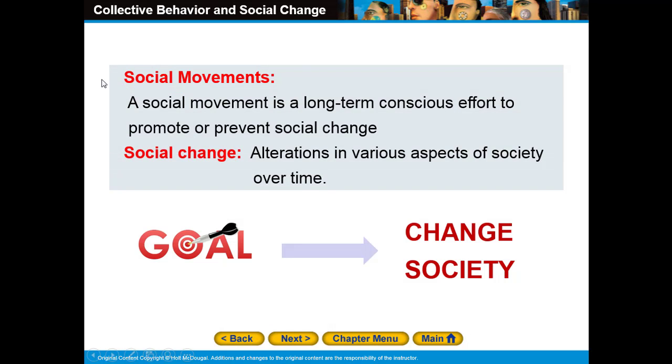Of course, the first item we should mention in this lesson will be the definition. What's a social movement? A social movement is a long-term conscious effort to promote or to prevent a social change. And here comes a second term, social change. What's a social change? A social change will be alterations in various aspects of society over time. So, the goal of any social movement will be simply change in the society.